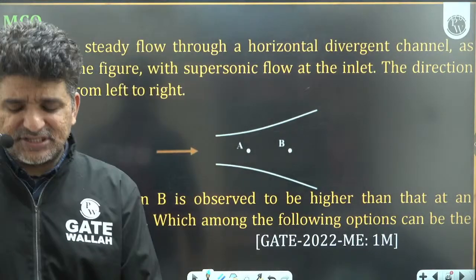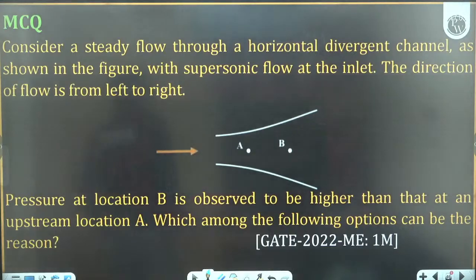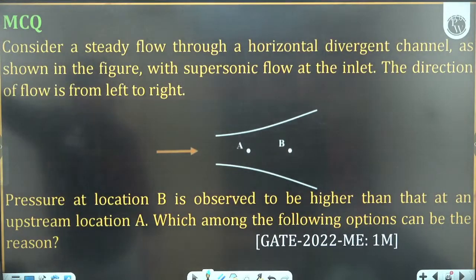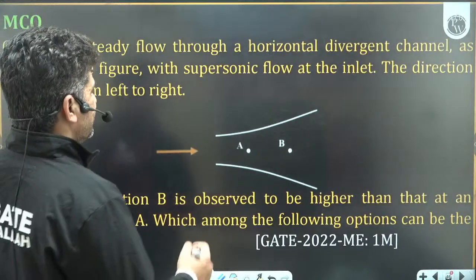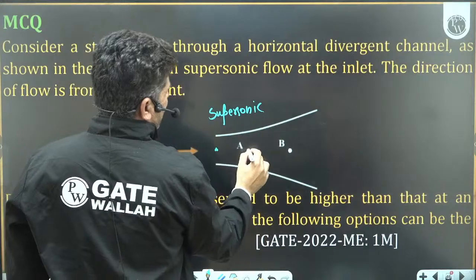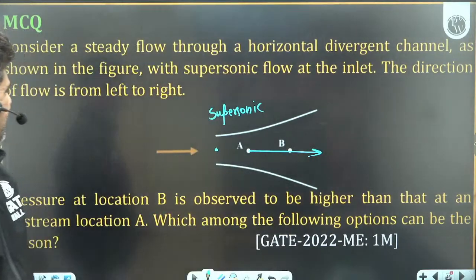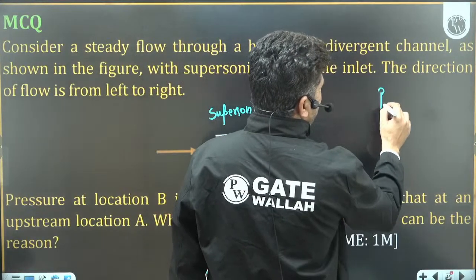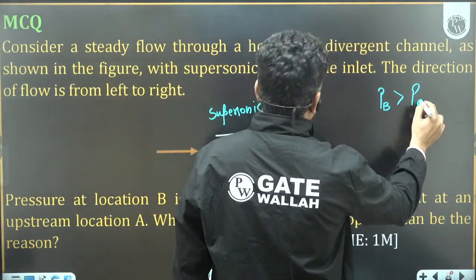So now let's go to the last question, second last question of the day. Okay, so this is a question on convergent divergent nozzle. It says consider a steady flow through a horizontal divergent channel as shown in the figure with supersonic flow at the inlet. So the flow is supersonic over here. While going from location A to B, the direction of the flow is from left to right. Pressure at location B is observed to be higher than that at upstream location A.